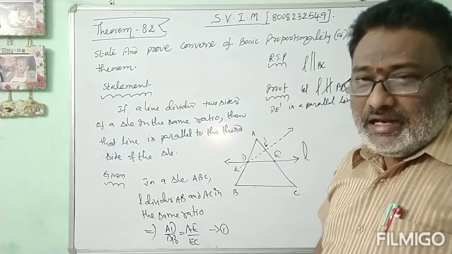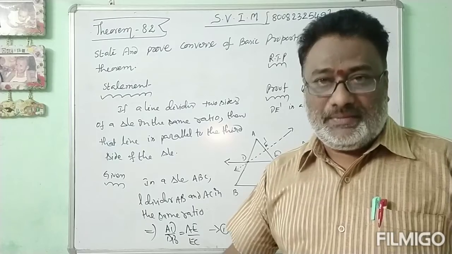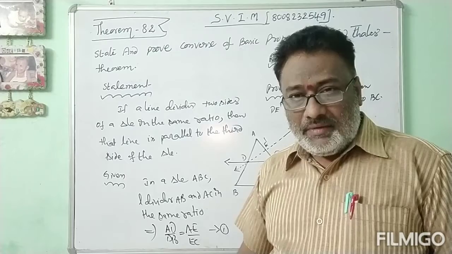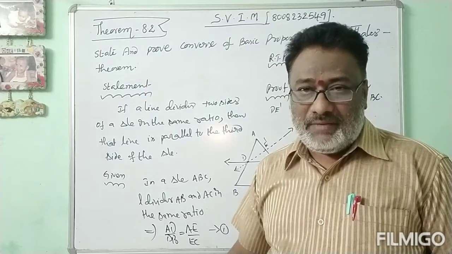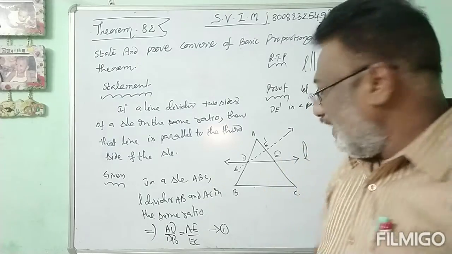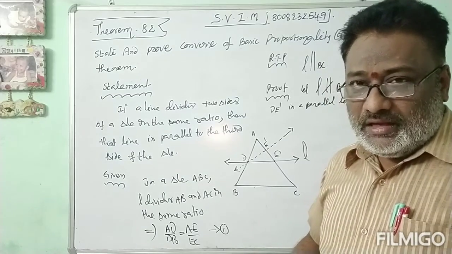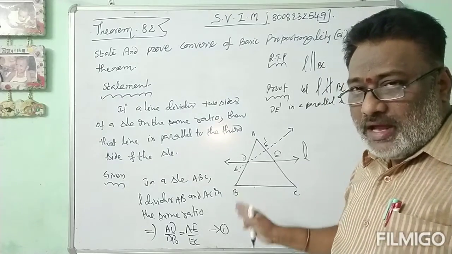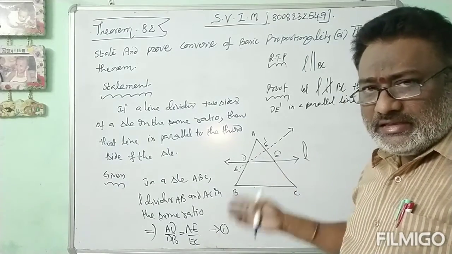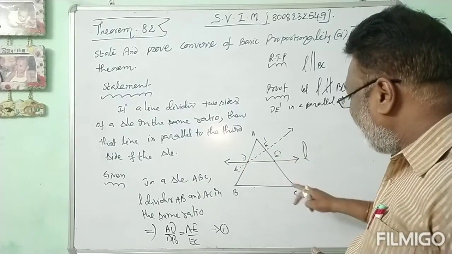Whenever in a triangle a line is parallel to any one of the three sides, there we can apply the basic proportionality theorem. What is that theorem? If a line is parallel to any one of the three sides in a triangle, it divides the remaining two sides in the same ratio. That one we can use here. We are just assuming DE dash is parallel to BC. So that line divides the remaining two sides in the same ratio. That means AD by DB is equal to AE dash by E dash C.